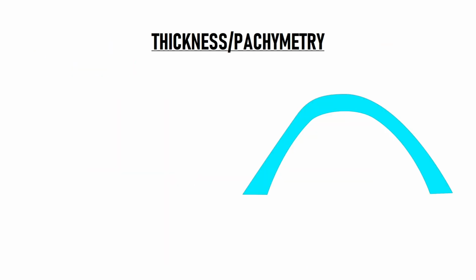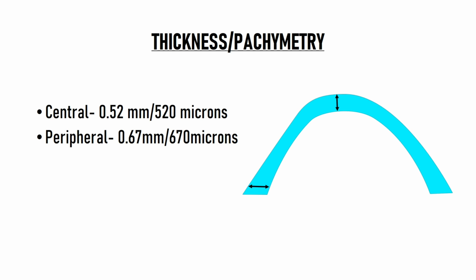Moving on, we come to the thickness of cornea. The other word for corneal thickness is pachymetry. Corneal thickness is not uniform throughout the cornea. Cornea is thin in the center and thick at the periphery. The thickness of central cornea in an average adult eye is about 520 microns or 0.52 millimeters, while the thickness of peripheral cornea is 670 microns or 0.67 millimeters.